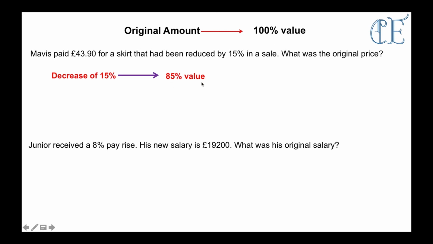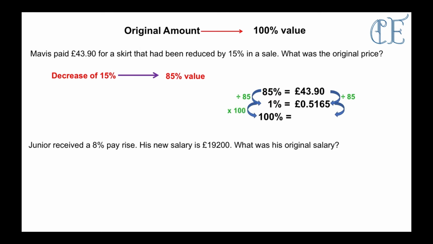If we know that it's 85% of the value because we did 100 take away 15, we can say that 85% equals £43.90, which was the price that we have here. If I divide both of those by 85, that'll give me 1%. So if I divide this by 85, it'll give me 0.5165. Then we can times by 100 to get 100%. If I times it by 100, it will be £51.65. If you want to pause the video and have a go at the other one, please do.